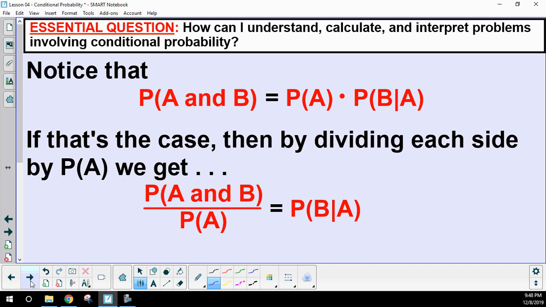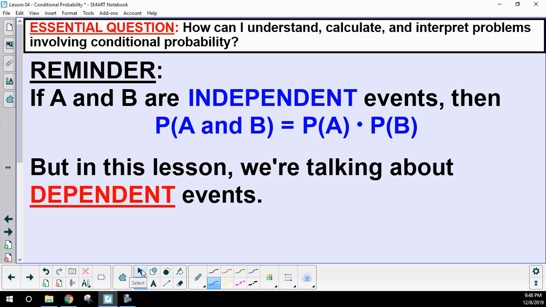So we have a formula. Notice the probability of A and B equals probability of A times probability of B, given that A happened. If that's the case, then by dividing each side by P(A), we get the probability of A and B happening divided by the probability of A equals the probability of B given A. This is the conditional probability formula. So remember, if A and B are independent events, then the probability of A and B equals the probability of A times the probability of B. But in this lesson, we're talking about dependent events. We kind of discussed that earlier.